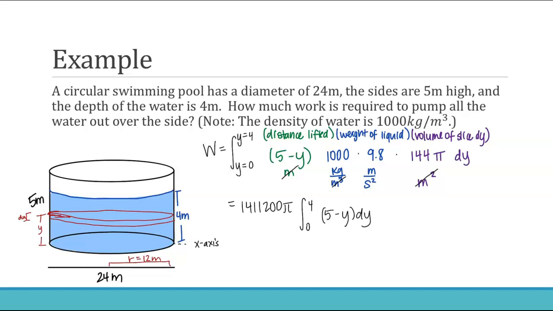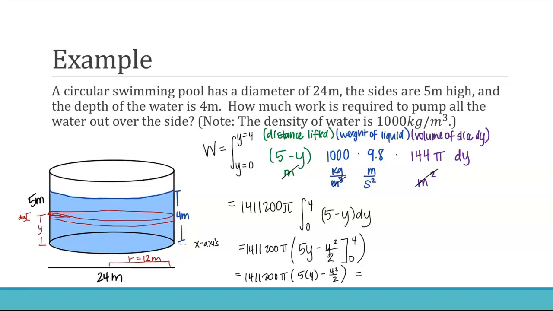So don't multiply the pi in. You can leave this coefficient in the front in terms of pi. And now all we're integrating is 5 minus y. So that's going to be 5y minus y squared over 2, evaluated from 0 to 4. And of course, all of that is times that 1,411,200 pi. And so we'd plug in the 4 into each y. So we have 5 times 4 minus 4 squared over 2. Thankfully, plugging in 0 is not going to do anything there.